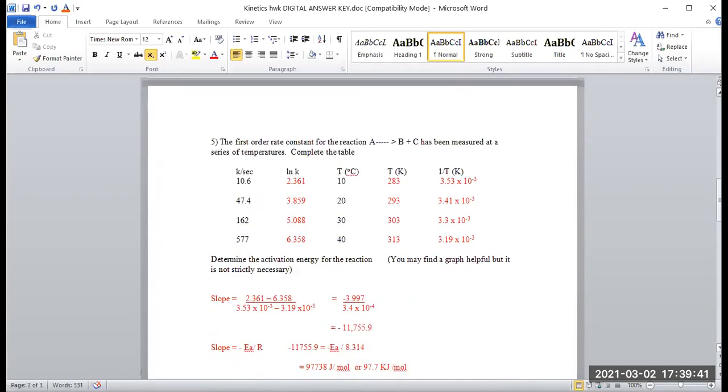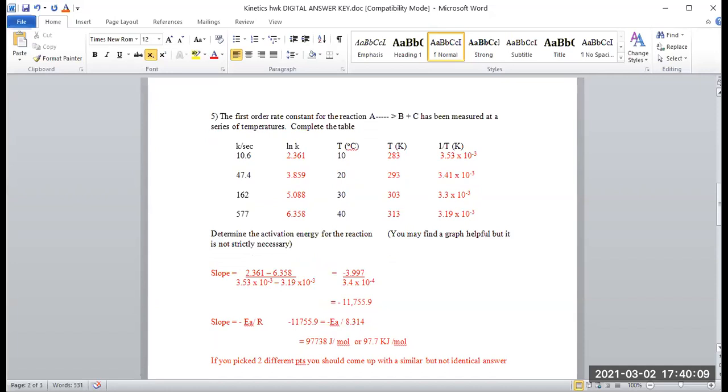All right, then we have a data table that involves K per second, which is basically your rate, and your temperatures. So you needed to natural log your 4 K values, and you'll get numbers that are increasing 2, 3, 5, 6 with accompanying decimal places. Make sure you are adding 273 to change from Celsius to Kelvin, and then do 1 over T. All of those end up to the negative 3rd power.